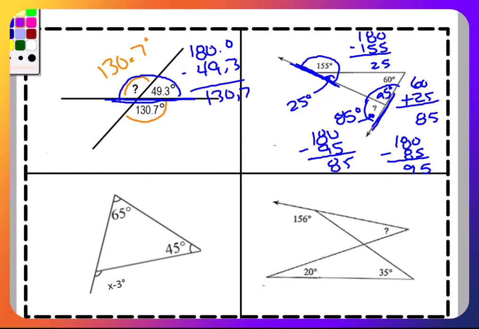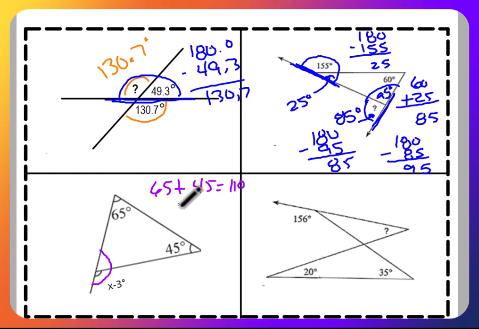Okay, we've got another example here. Alrighty. 65, 45, unknown. This angle on the outside is x minus 3. If I put these two angles together, I know that they're going to equal 180. Since I know these two inside angles already, I can add them together, 65 plus 45, and it's going to be 110. And then subtract that from 180, and that will give me the missing triangle angle, which is 70 degrees.